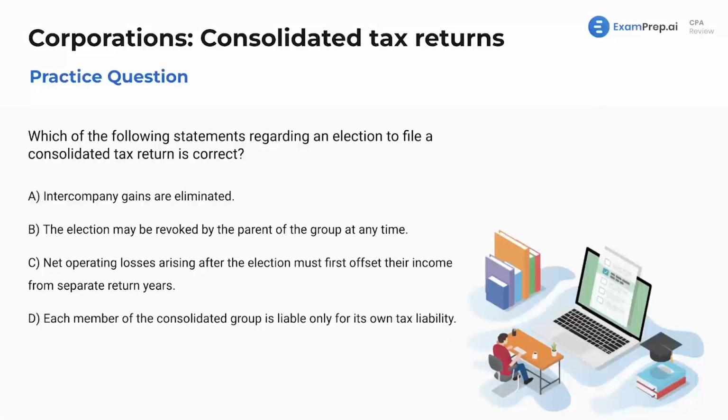Next up, which of the following statements regarding an election to file a consolidated tax return is correct? All right, first one is that intercompany gains are eliminated. And yeah, I think that does happen during consolidation, so I'm going to leave that as a possible answer choice.